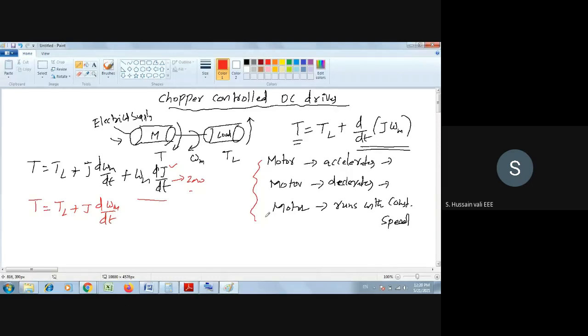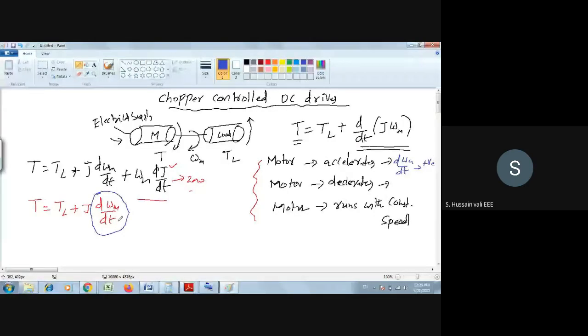So you start the operation. When you start the operation, the speed is zero, so the speed has to increase. When the speed is increasing, in the sense it is accelerating. When it is accelerating, d omega m by dt is positive, because the speed is increasing. So when the speed is increasing, d omega m by dt is positive.